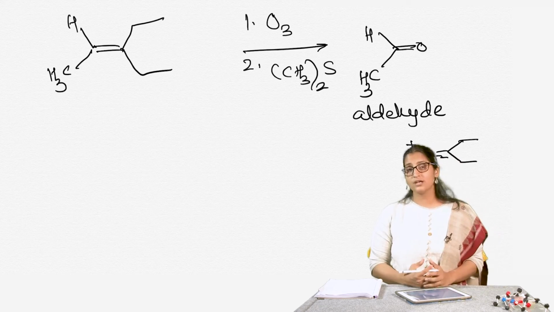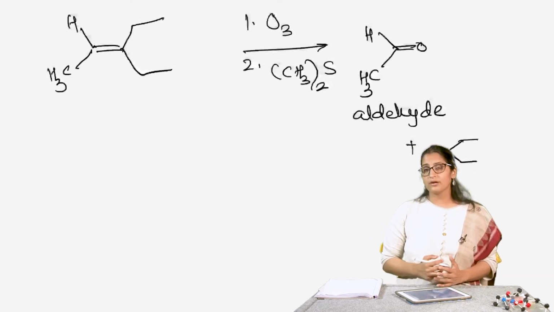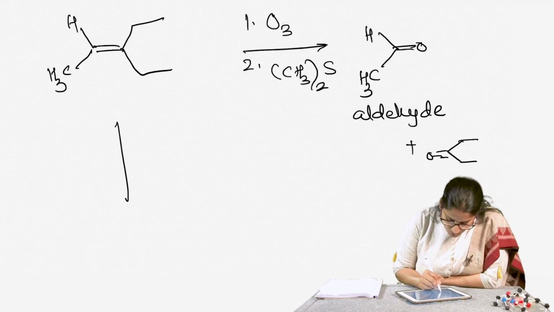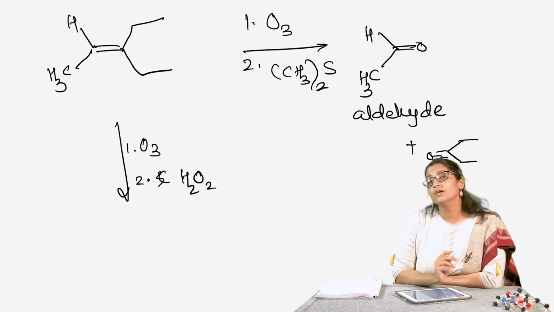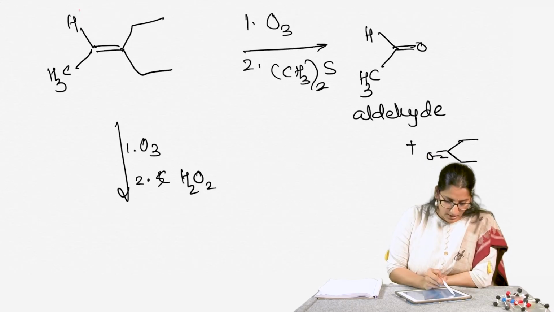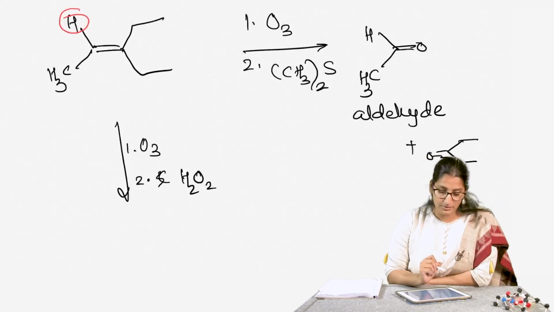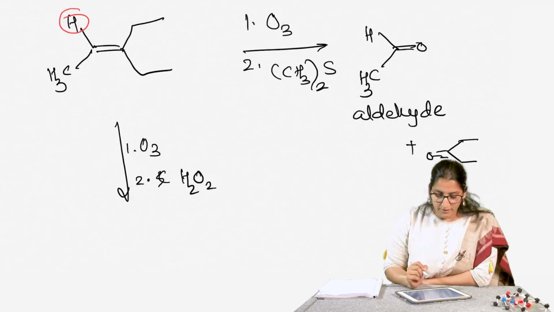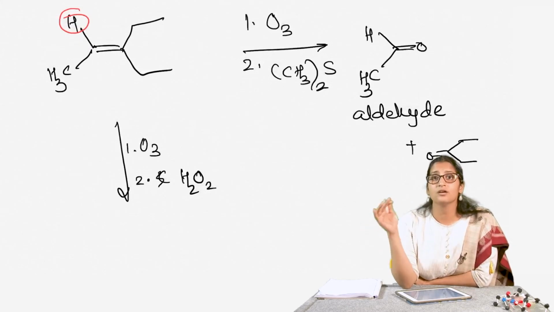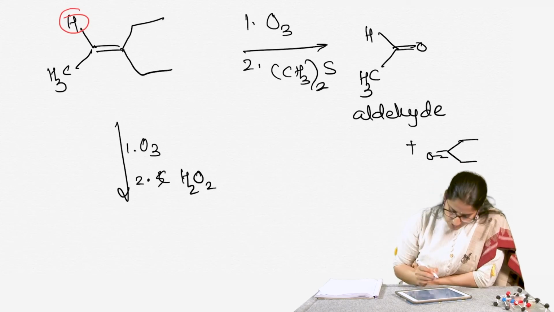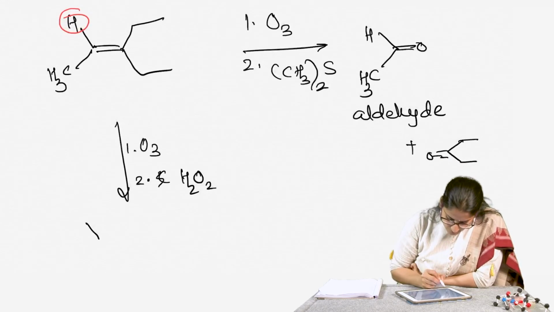So, if I have an oxidative workup, then the product looks different. For example, I can do this ozonolysis step the same, but the second step, instead of this dimethyl sulfide, I can do it in presence of H2O2. If I am doing an oxidative workup, the hydrogen that is present on the carbon-carbon double bond, so this is a vinylic hydrogen, that vinylic hydrogen will be converted to OH, or rather the aldehyde that forms will be then oxidized to the corresponding carboxylic acid. So, what we form here, the difference is this.